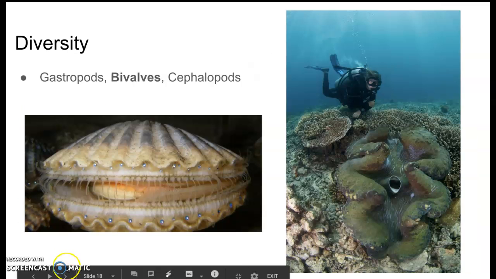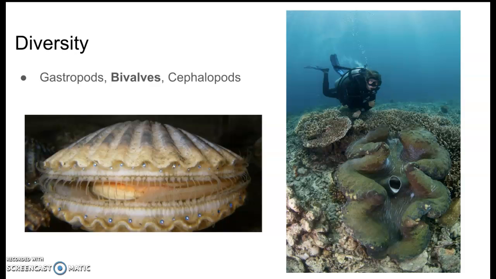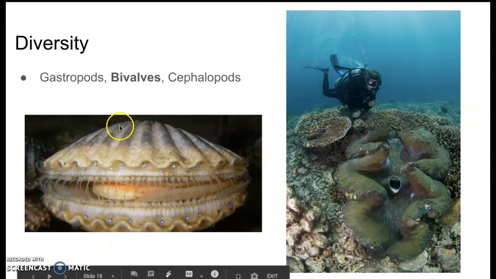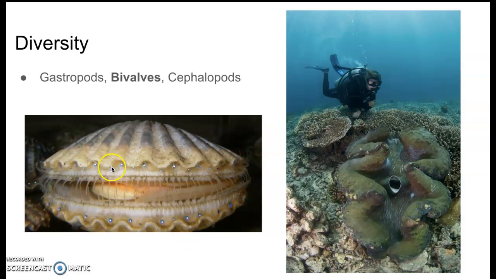The next group of mollusks are bivalves, and bivalves you're probably familiar with here in Florida. If you've gone scalloping, scallops are an example of bivalves, and the bivalves are identified by having two shells. So that's why it's two valves, two shells. And these little dots on this giant bivalve are actually its eyes.